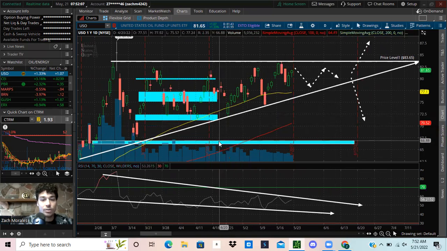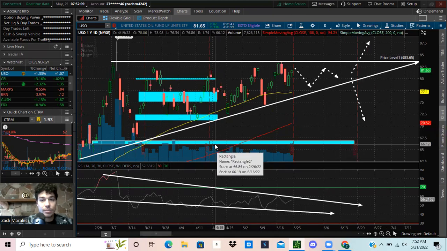Now, one thing that we do need to pay attention to and be wary of is this gap down to fill. Gaps tend to fill about 90 to 95% of the time historically in the stock market. It's just a matter of when, not so much a matter of if.